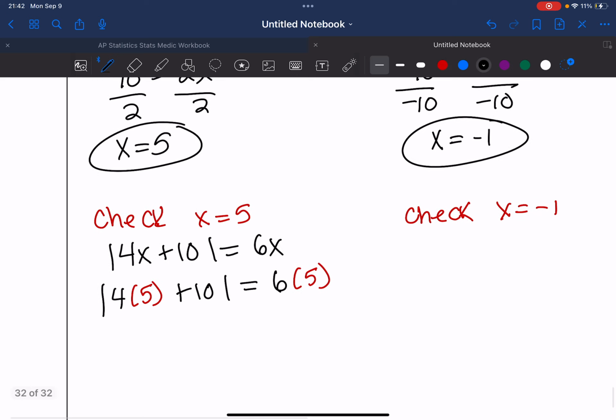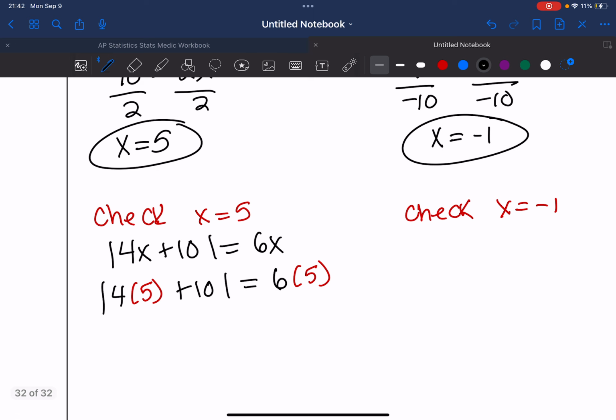4 times 5 is 20. 20 plus 10 is 30. So I have the absolute value of 30 is equal to 30, which means I have 30 equals 30. So that's a true statement. And now I'm going to check when x is negative 1.